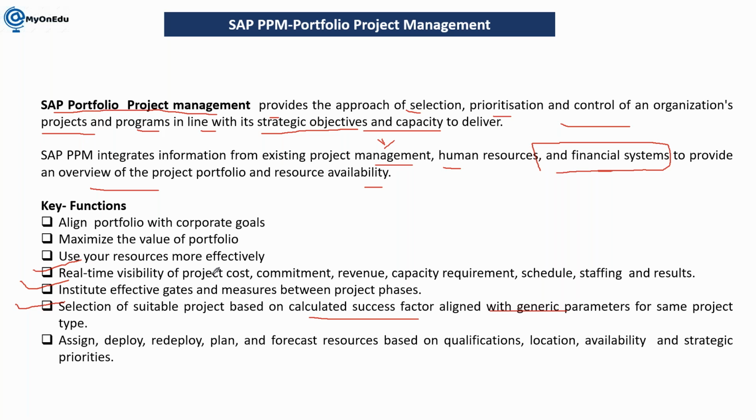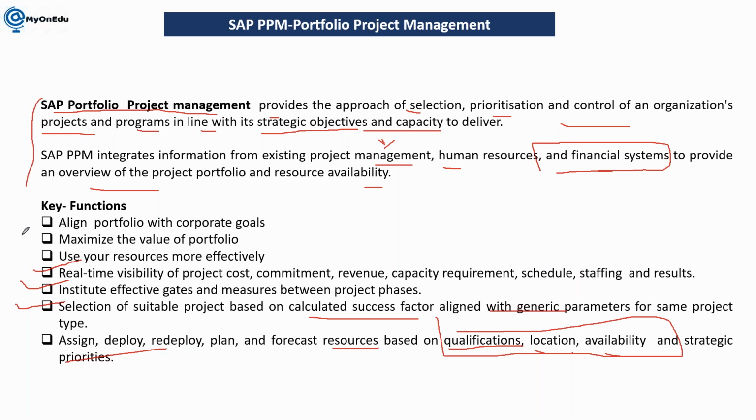Here it is assigning, deploying, redeploying, planning and forecasting resources based on the qualification, location, availability and strategic priorities. So you can manage your resources from all these three perspectives: qualification, location and availability.